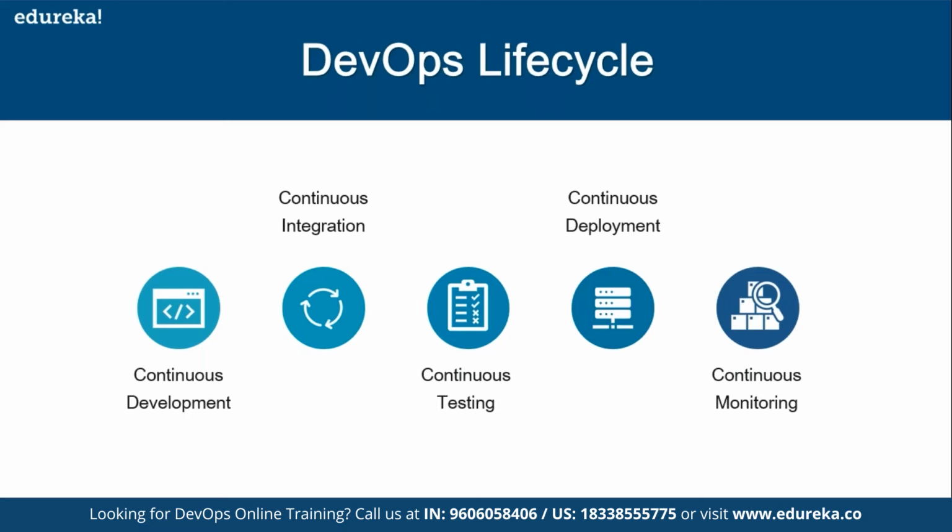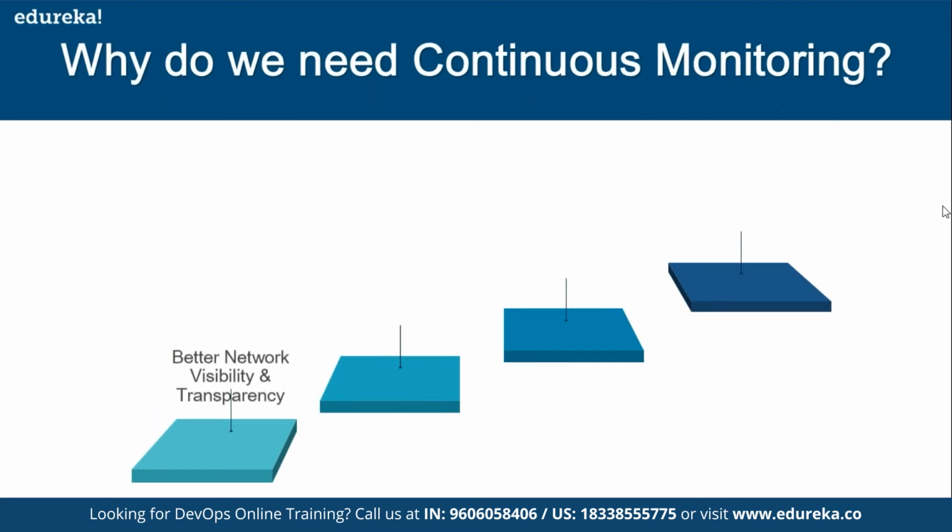So before we move on, let us understand why we need continuous monitoring in the first place. There are 4 major reasons as to why we need to practice continuous monitoring. The first and obvious reason is it allows us to have better network visibility and transparency. Continuous monitoring offers DevOps teams clarity on the state of the infrastructure by automatically collecting and analyzing the data, to reflect possible outages and important trends.